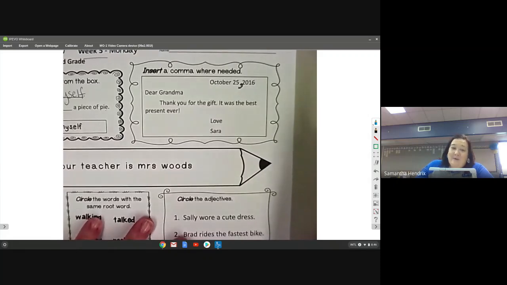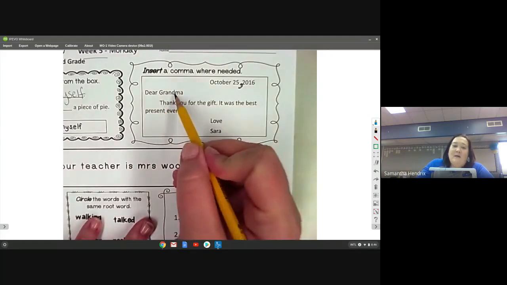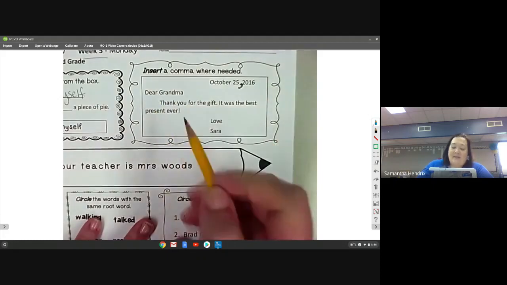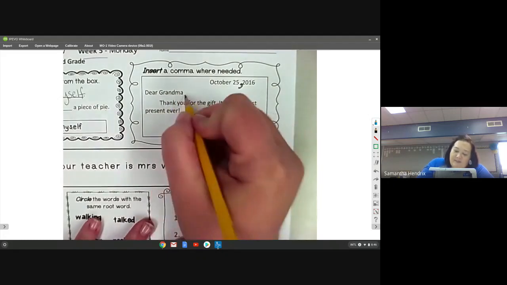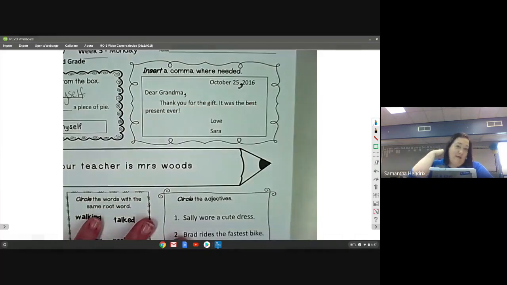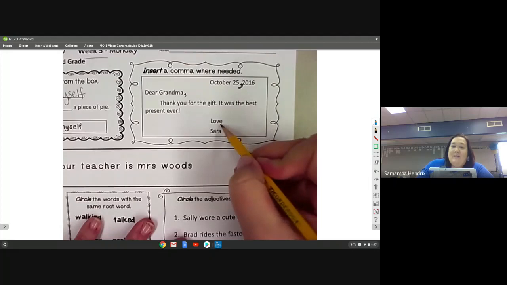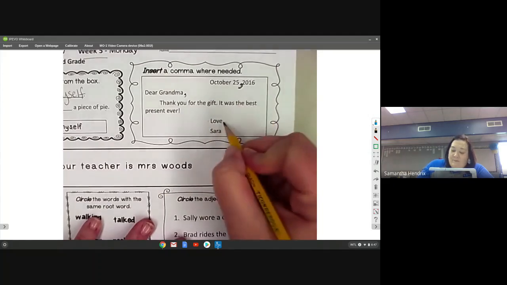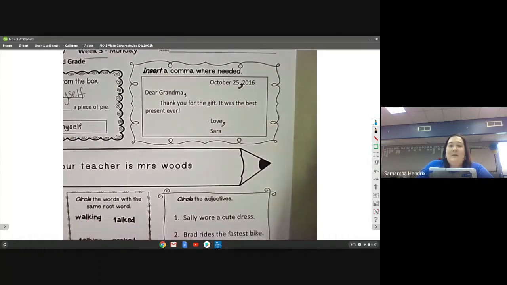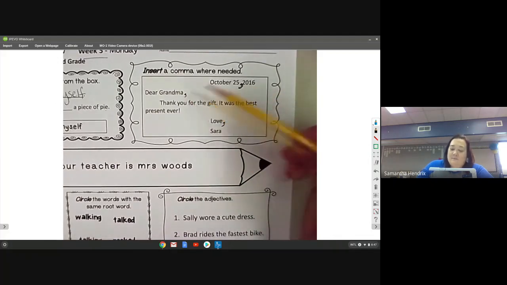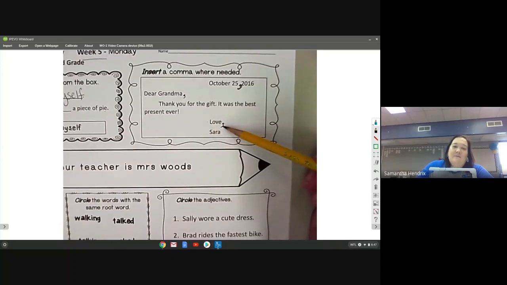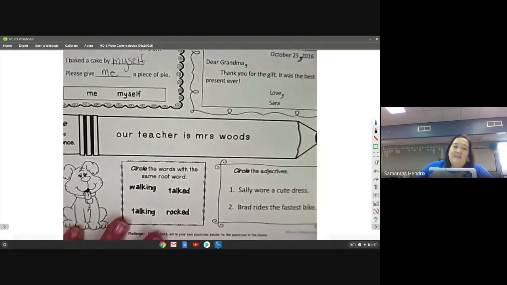So when we write a letter and we put dear grandma, dear mom, dear Miss Hendricks, anybody, it's dear the person, and then we put a comma. Okay? Thank you for the gift. It was the best present ever. Love, Sarah. So when we put in an ending, love, yours truly, your friend, whatever we put, and then we put a comma. So we have 3 commas, one in the date, one after grandma, and then one after love.